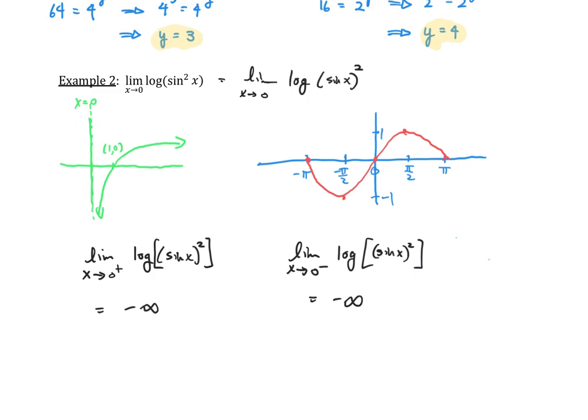So you come from the right, you get negative infinity. You come from the left, you get negative infinity. Therefore, the limit as x approaches 0 of log of sine squared x, this whole thing right here, is going to be negative infinity. And I've got to highlight this because that's our final answer. All right, this example is not super straightforward, but I think it's a good discussion to go over when you can use the laws of logarithms and when you cannot use the laws of logarithms. All right, everybody, take care.